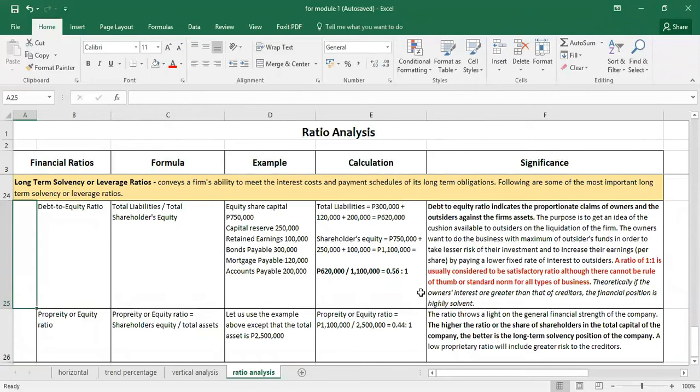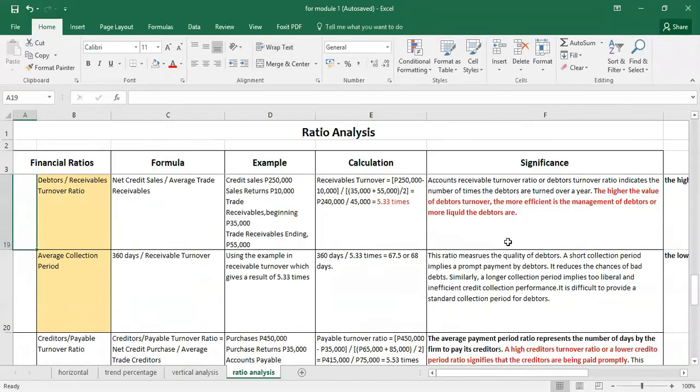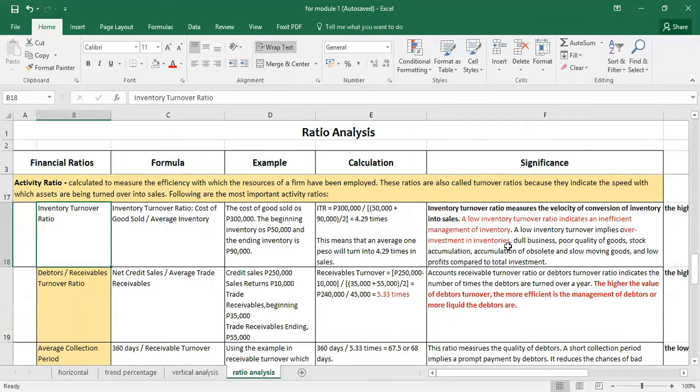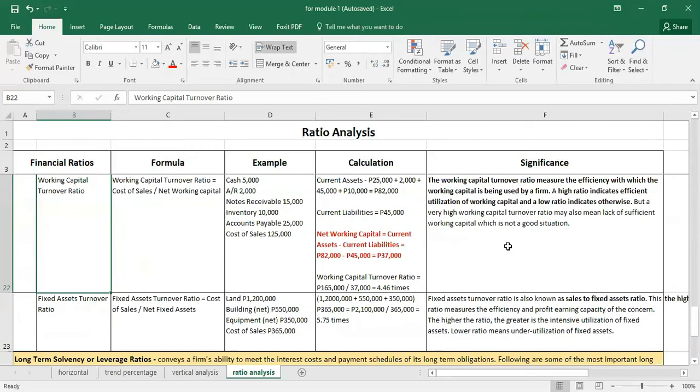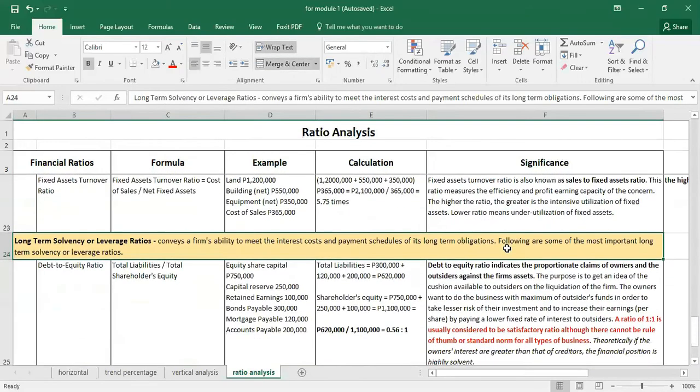This is the long-term or leverage ratio. Wait lang ha. That was our activity ratio. We have inventory, debtors, average collection, creditors payable turnover ratio, working capital ratio, and fixed assets turnover ratio. Dami ng ratio. Then we have the long-term solvency or the leverage ratio. It conveys a firm's ability to meet the interest cost and payment schedules of its long-term obligations. Following are some of the most important long-term solvency leverage ratios.